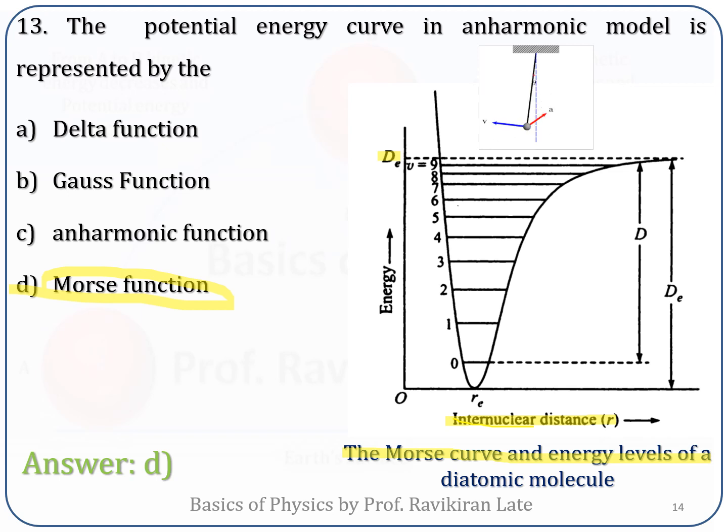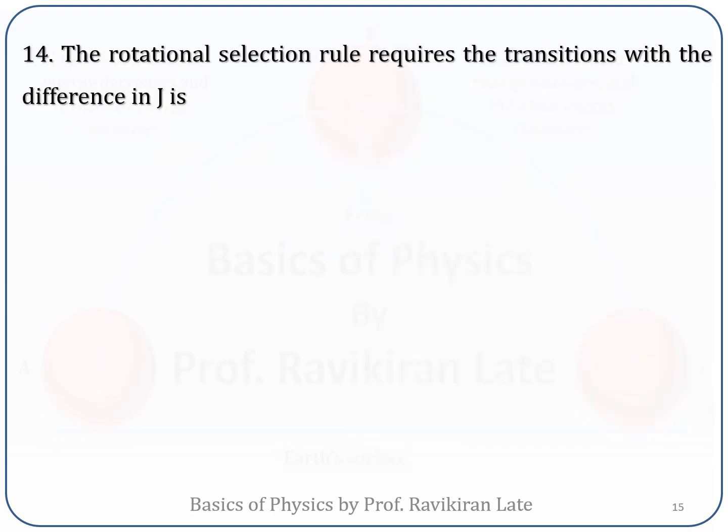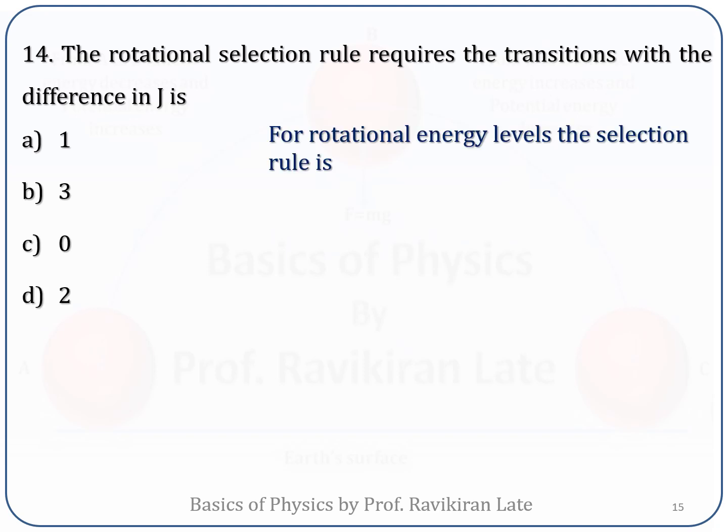The 14th question: the rotational selection rule requires the transition with the difference in J as option A 1, option B 3, option C 0, option D 2. We know that for rotational energy levels, the selection rule is delta J equal to 1. So if you look at the options, then it is option A which represents 1. So the correct answer for this question is option number A.